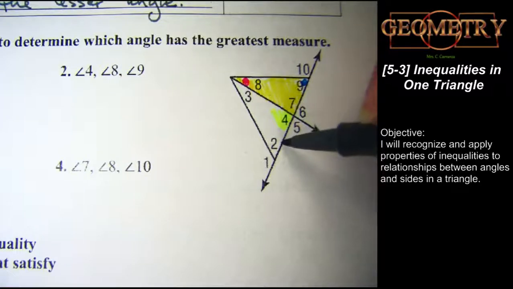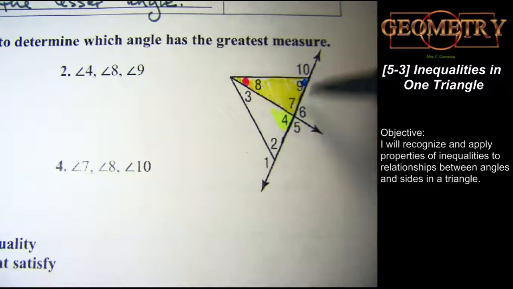Wait, did you say 4? Wait, you said 4 is outside? 4 is outside the triangle that I colored. Oh. Okay? It's not sitting inside the yellow. It's bright yellow, it's not dark yellow. So it's an exterior angle.